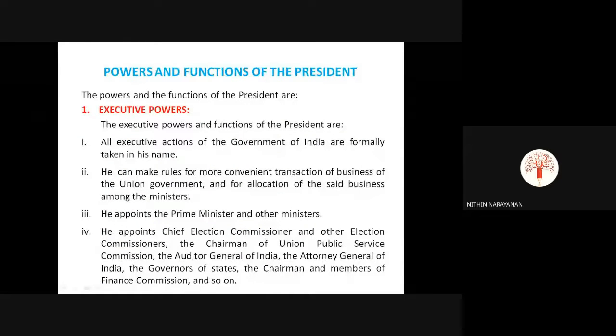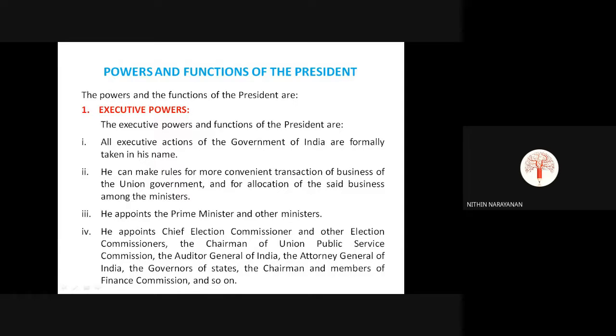Even you may get questions separately, like what are the important executive powers of the president, or list the important legislative powers of the president. Or you may get a totally essay type question like powers and functions of the president. You write only the important points, in brief.